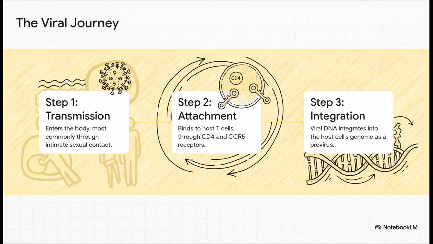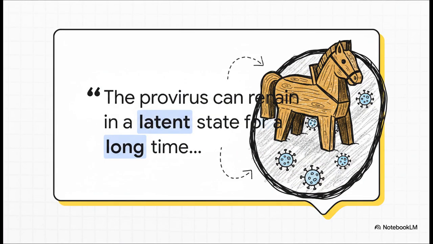And that is its genius, really. It becomes a part of us. And here's the really sneaky part. Once it's integrated, the virus can just go dormant. It can go quiet. We call this latency. This viral DNA, now called a provirus, can just hang out inside our cells, completely hidden from our immune system, sometimes for years. It's the ultimate Trojan horse, just waiting for the right moment.